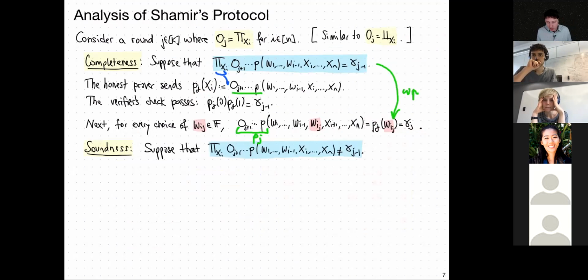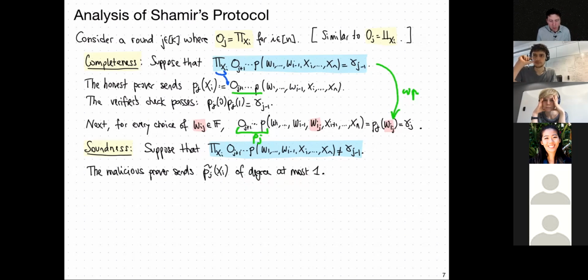For soundness, suppose the original claim is not true. We would like to show that with high probability over the verifier's randomness, the output claim is also not true. So let's say the prover sends some polynomial. Notice that in this round, we expect a polynomial of degree at most 1. Why? Because this operator is after all the reduction operators, so when you peel off this one, the degree in xi is 1. So we are expecting some polynomial of degree 1 from the prover. Let's call that pj tilde.